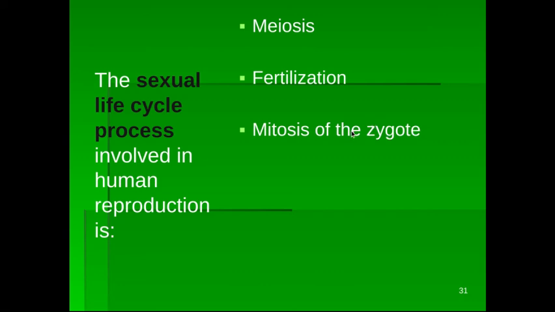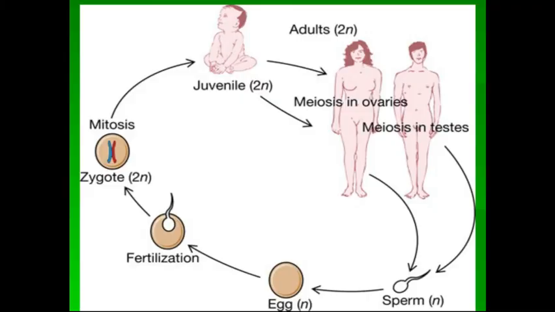The zygote is the name of the cell when the sperm and the egg come together. And after it starts dividing, then they can start to differentiate, and the skin cells will start becoming skin cells, and the optical cells will start to become the optical cells. So meiosis, fertilization, mitosis, and then differentiation.